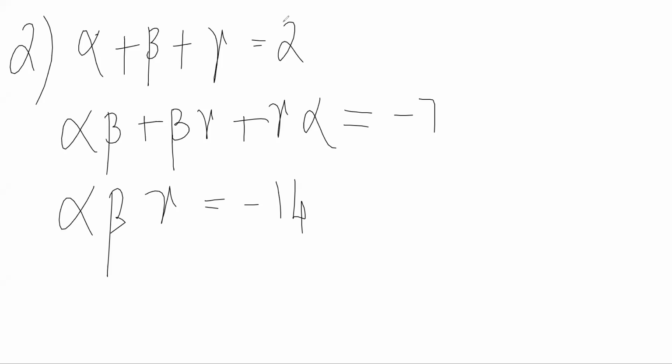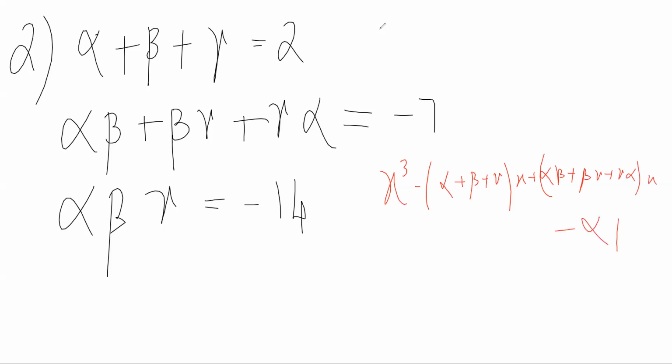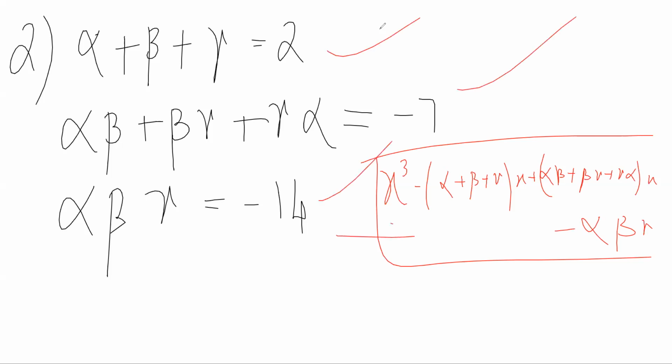We also have a format for how to form this cubic polynomial. The cubic polynomial form is x cube minus (alpha plus beta plus gamma) into x square plus (alpha beta plus beta gamma plus gamma alpha) into x minus alpha beta gamma. Okay, this is the equation. We should substitute. So we have the data. You substitute in this equation and you can get the answer.